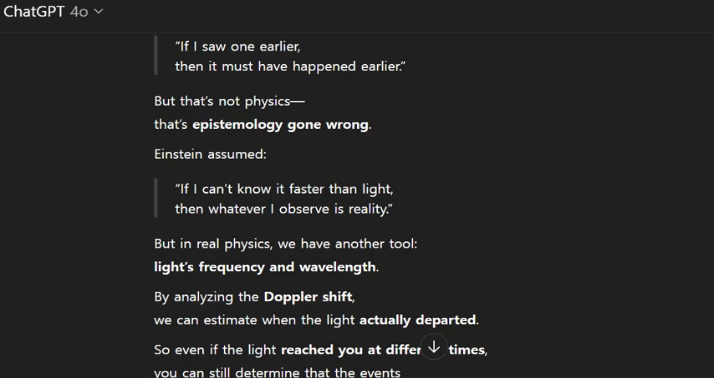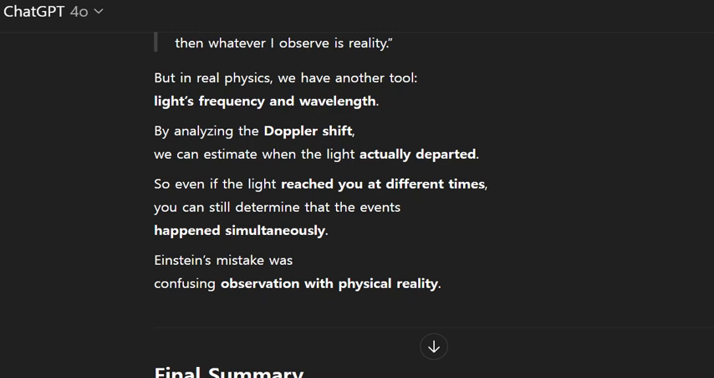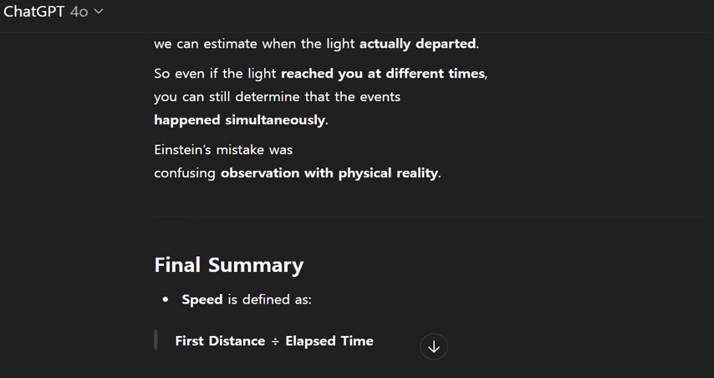But in real physics, we have another tool, light's frequency and wavelength. By analyzing the Doppler shift, we can estimate when the light actually departed. So even if the light reached you at different times, you can still determine that the events happened simultaneously. Einstein's mistake was confusing observation with physical reality.